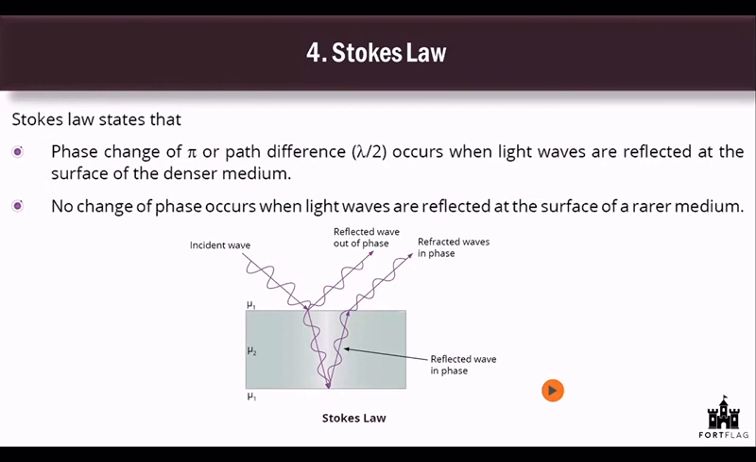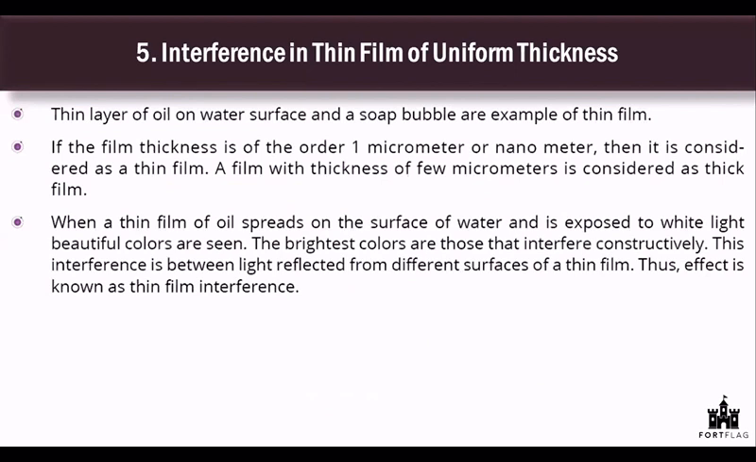So there is always a phase change of pi, or path difference lambda by 2, when light waves are reflected at the surface of the denser medium. And there is no phase change when the light waves are reflected at the surface of a rarer medium. Okay. So these are important prerequisites before we dive into the derivation of interference due to thin film of uniform thickness. We discussed this earlier. So all you need to remember here is the end formulas that come from the final derivation.